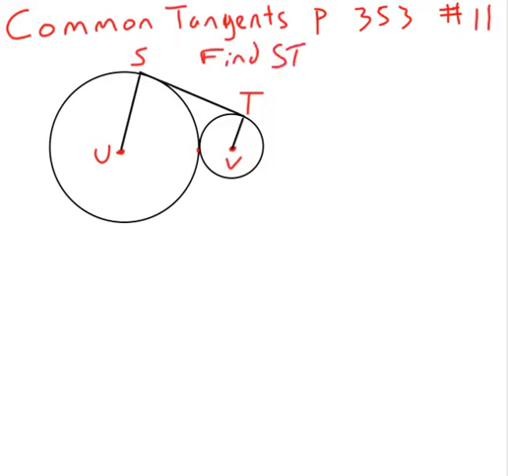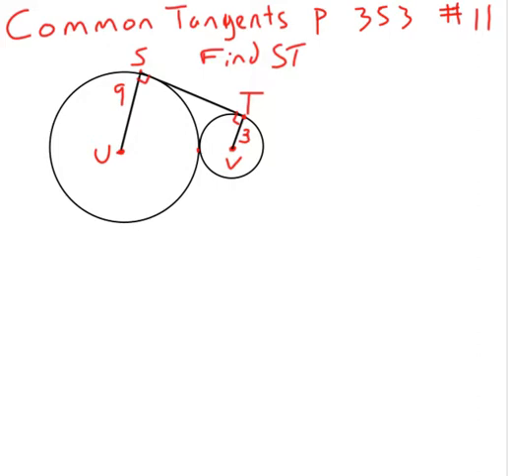What are we looking for? All right, we're looking for ST, which is this tangent segment on the outside. Points of tangency at S and T. Well, what does that mean? If we have tangents and radii, well, we've got right angles there. That's important. That's going to help us. We're also given the lengths of these radii. We know that SU is 9 and TV is 3. That is given to us.